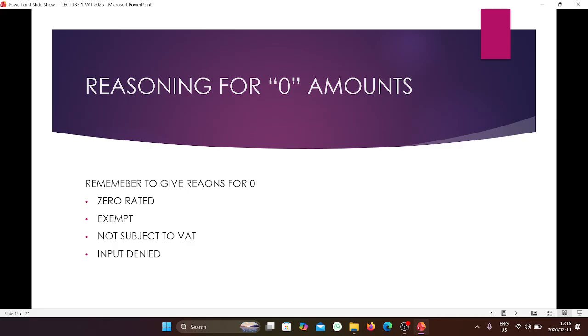It's not just that when you did the calculation, it's zero. So it's very important going forward that whenever you give a nil amount or a zero amount, you have to substantiate why it is zero. Reasons why the amount would be zero are that the taxable supplies are zero rated, or the supplies are exempt, or it's not subject to VAT, or it's input denied.